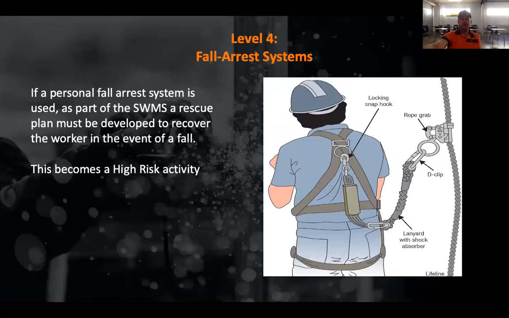Right, as I said before, if you are using a fall arrest system, you need to have a SWIMS or a rescue plan to be able to rescue that worker within the time frame of 5 minutes. The magic number of how long you can hang for suspended in a harness before you do serious damage to your body is 5 minutes. So your rescue plan must be a detailed plan of who is responsible, what methods they're going to use, how they're going to communicate, and how they're going to conduct a rescue within 5 minutes. If you can't achieve that task, then you cannot carry on with the activity.